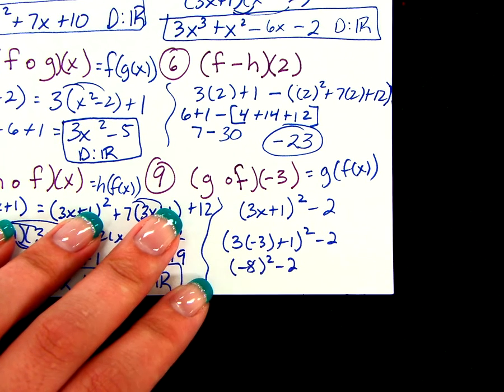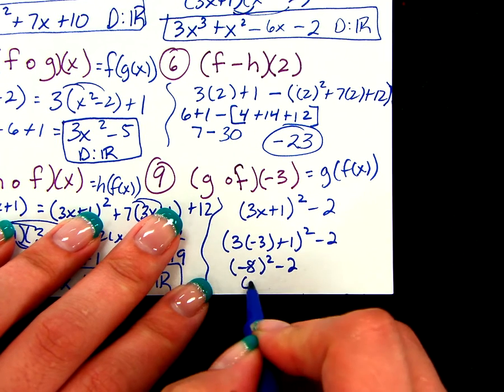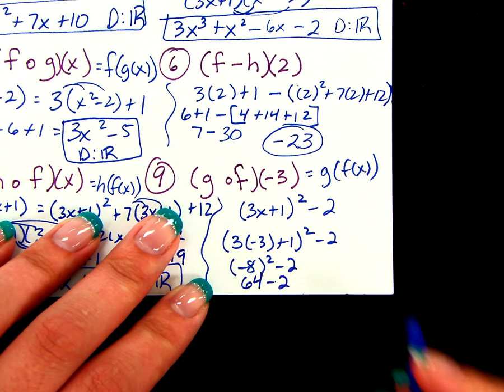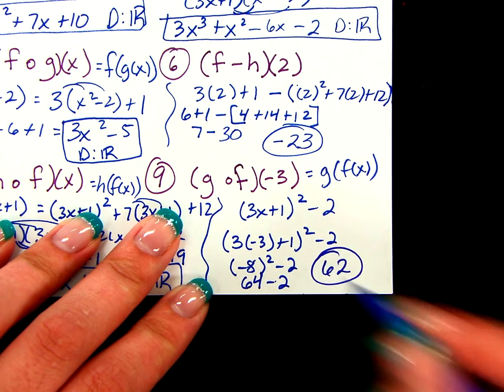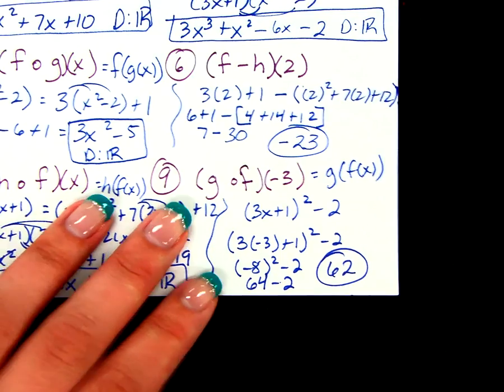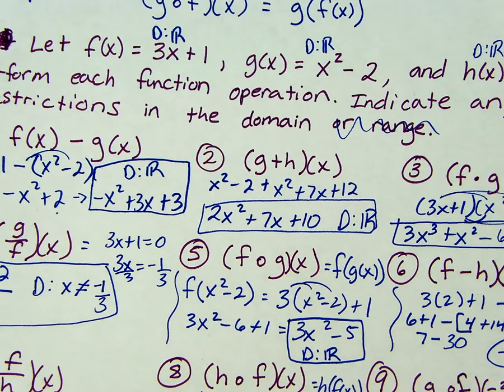So negative 8 squared, negative is on the inside, is going to be a positive 64. And then if we minus 2, our final answer will be 62. And that will conclude section 1.